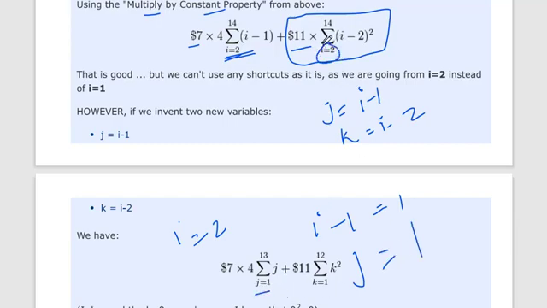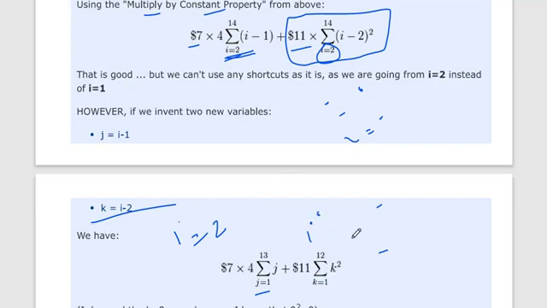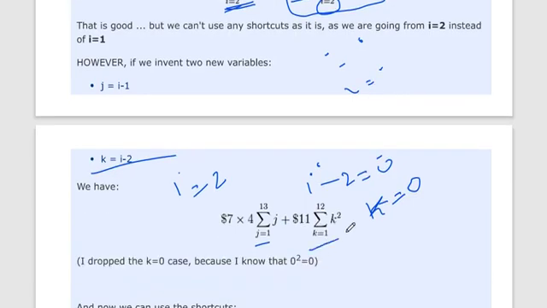For the second term, i is equal to 2 and we have to use k is equal to i minus 2. So putting in 2, i minus 2 is equal to 0, so k is equal to 0. If k is equal to 0 in the second term and we take the square, 0 squared is always 0.